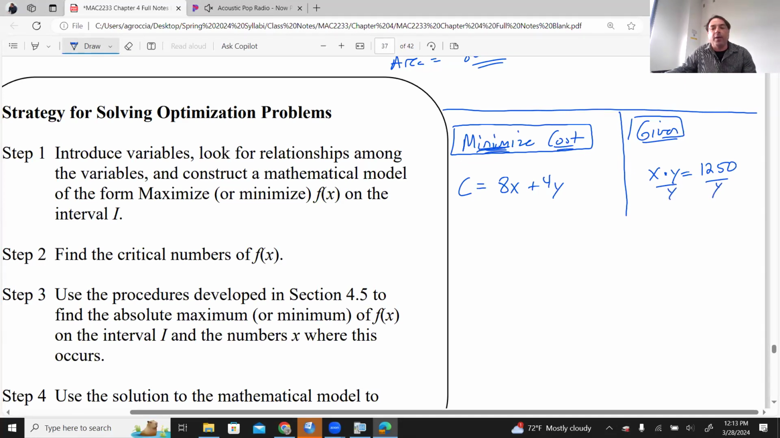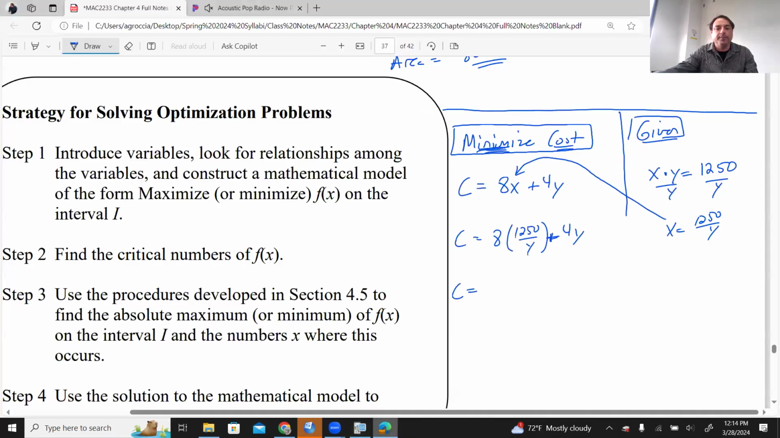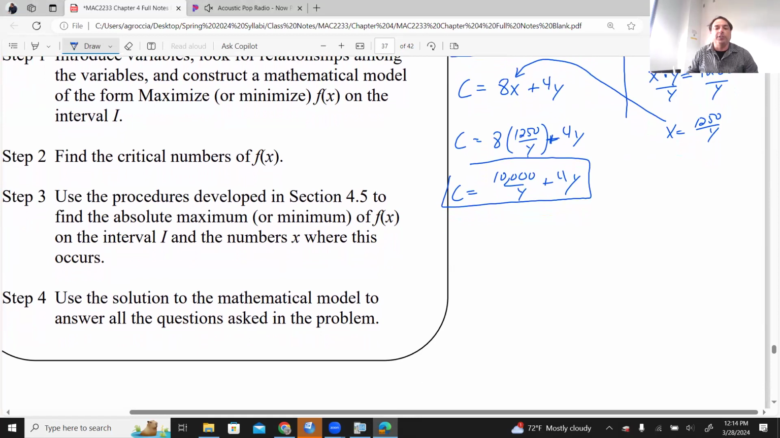So I'm going to divide by y: x equals 1250 over y. I'm going to plug in for x. It works either way, whichever one you want to do. I'll do it this way. Then we have c equals 8 times 1250 over y plus 4y. If you solve for x the other way, it still works. 8 times 1250 gives you 10,000, so that's 10,000 over y plus 4y. Now I'm dealing with a cost equation with one variable, not two variables.